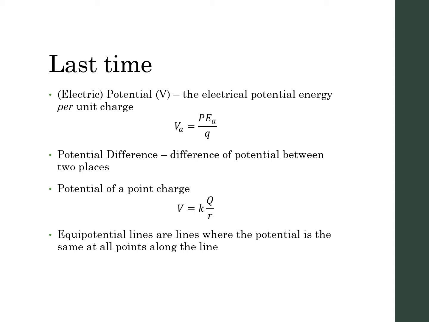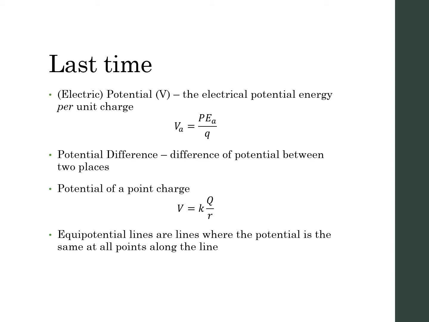Then we briefly looked at the equipotential lines, which are lines where, everywhere on the line, whatever it happens to look like, the potential has the same value at all of these locations. The reason we need to talk about potential is that it's going to be really important for the motion of our electrons inside of a circuit.